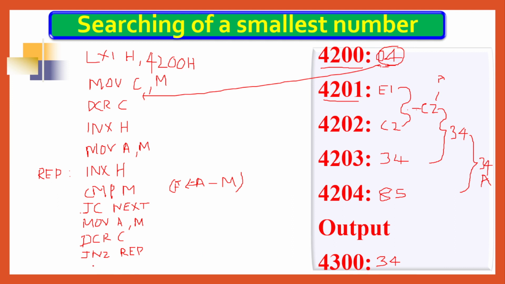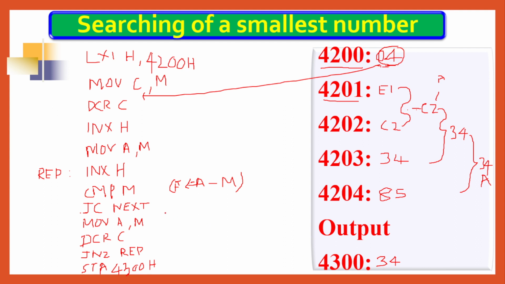That's what assumption we had. So if you want, you can use any other address also. To store the accumulator, we'll use that STA, the address 4300H. So at the end of this program, we will get the output at this number 4300 as 34.